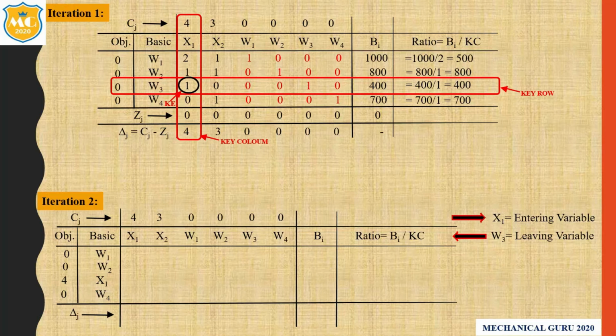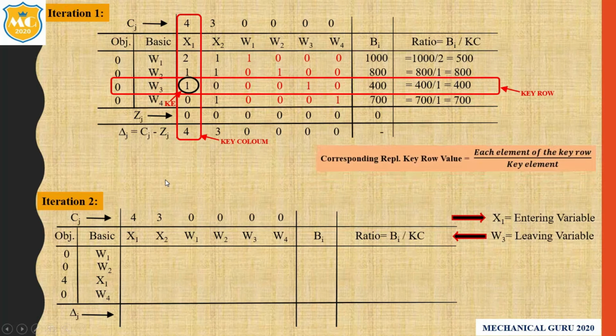Now next we have to find the key row values. In that we have to choose this equation: corresponding replacement key row value is equal to each element of the key row divided by the key element. So here we just do 1 divided by 1, the key element 1. Similarly 0 divided by 1, 0 divided by 1, 0 divided by 1, 0 divided by 1 and last 400 divided by 1. So here the key element is 1, so all the row values are as it is.